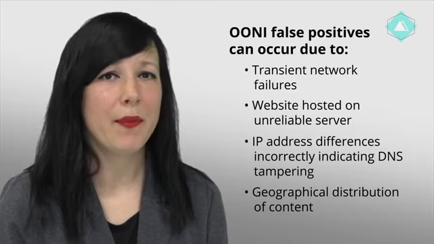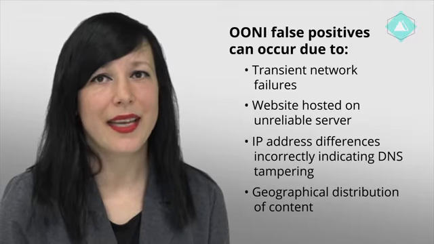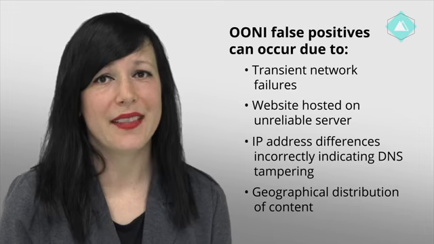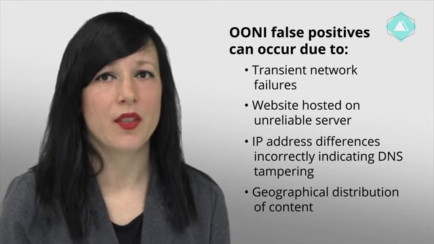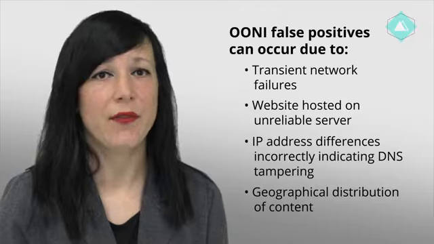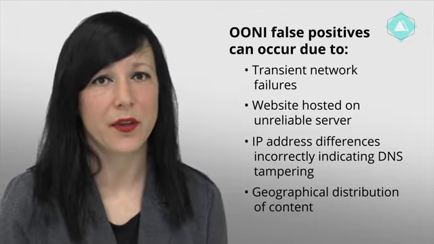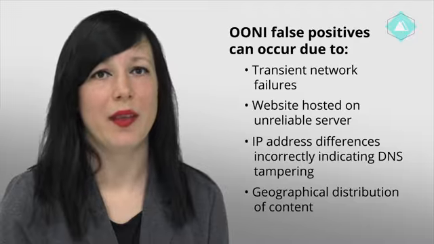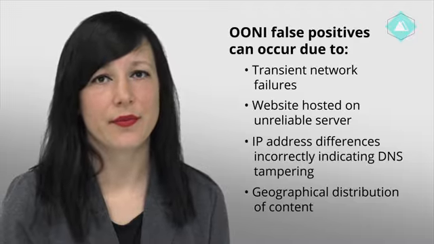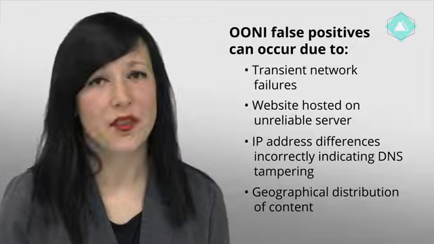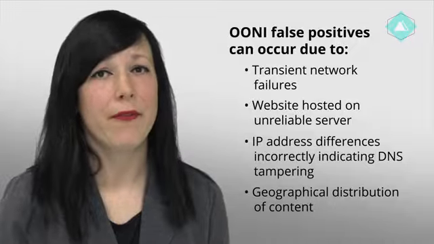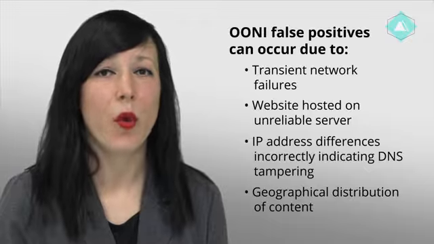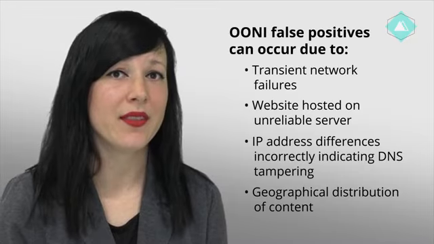Moreover, many websites serve different content depending on the country that the user is connecting from. In these cases, the HTTP responses from the network of the OONI probe user and from the control vantage point will differ, potentially incorrectly indicating the presence of HTTP-based interference. In short, there are many reasons why false positives can occur, which is why it's important to inspect the raw data in an anomalous measurement.